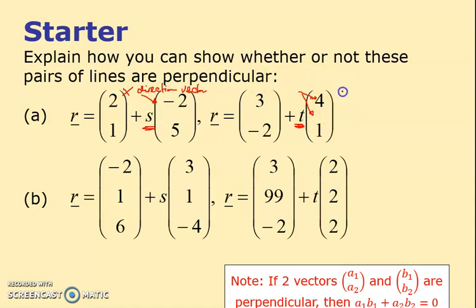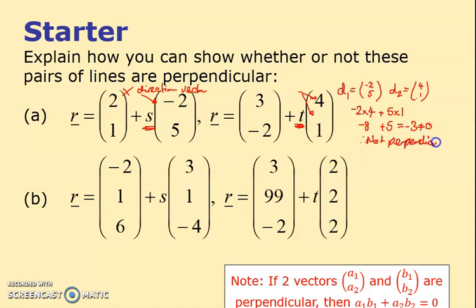So what you're looking at is the first direction vector, d1 I'm going to write, is minus 2, 5. And d2, what's that? It's 4, 1. So you do top times top, and then you add on the bottom times bottom. So minus 2 times 4 is minus 8. And I'm going to add on the 5 times 1. 5 times 1 is 5. So that is minus 3. This is not equal to 0. Therefore, they're not perpendicular. That's what you're doing.